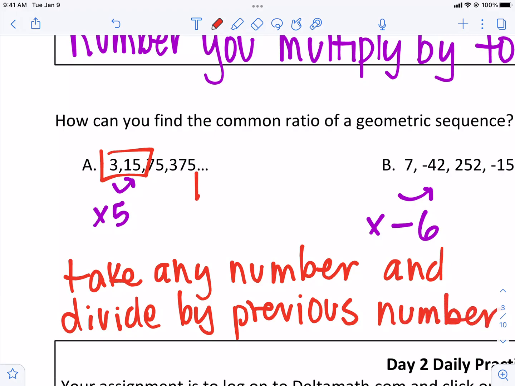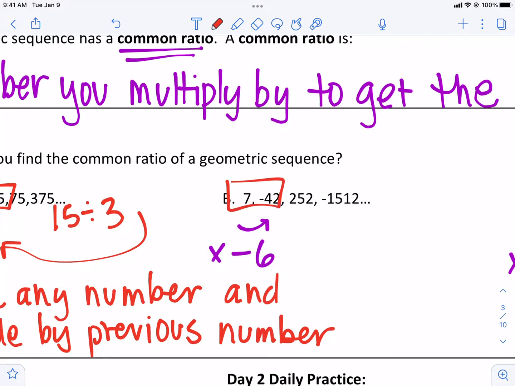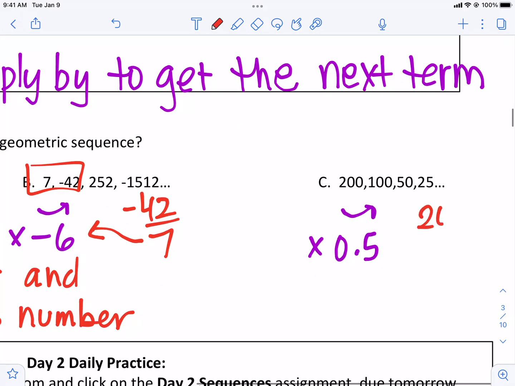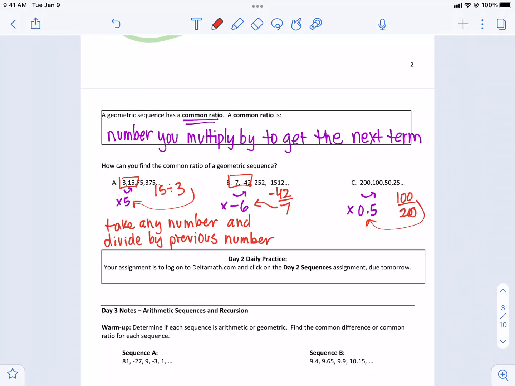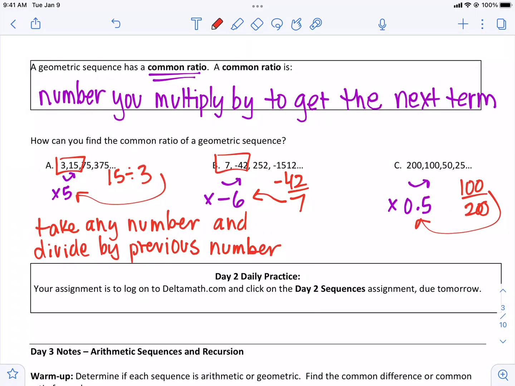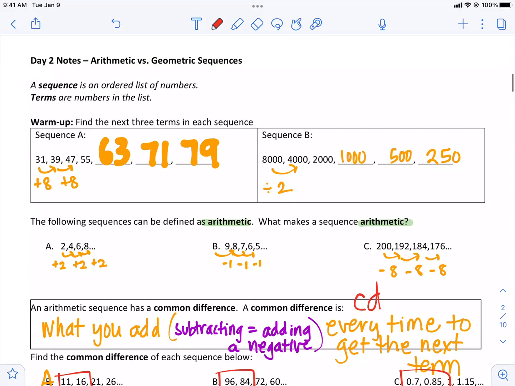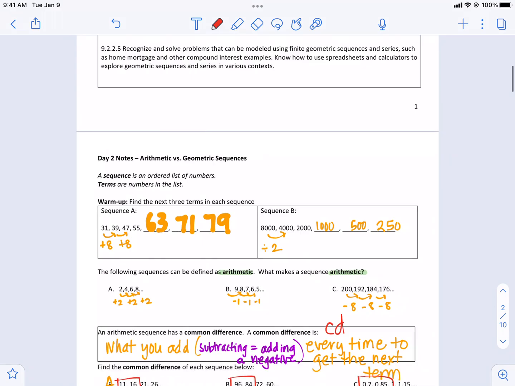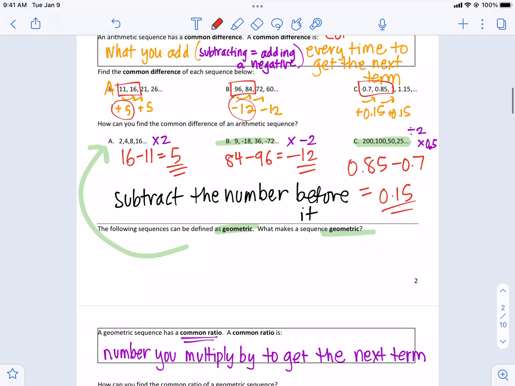So for example, 15 divided by 3 is the 5. Negative 42 divided by 7 is negative 6, and 100 divided by 200 is 0.5. So to find a common ratio, take any number and divide by the previous number. Okay, so to summarize, we've looked at two types of sequences: arithmetic, where you add to get to the next number; geometric, where you multiply to get to the next number.